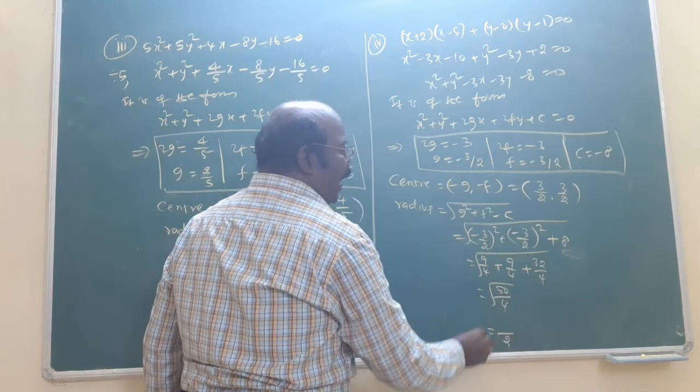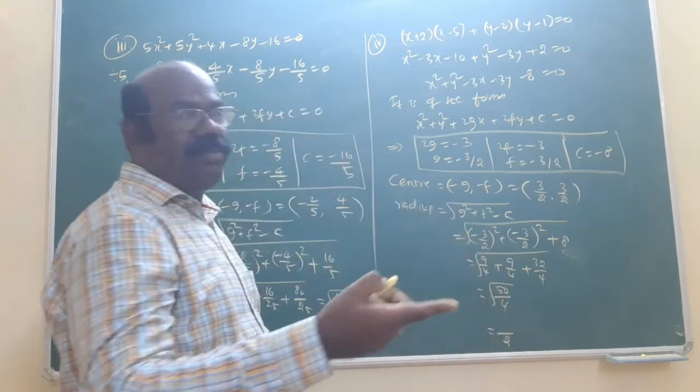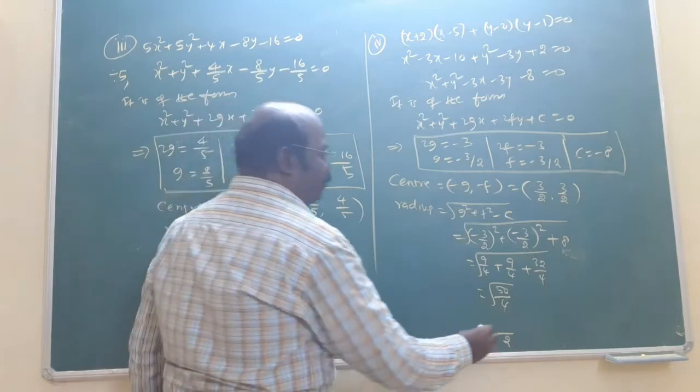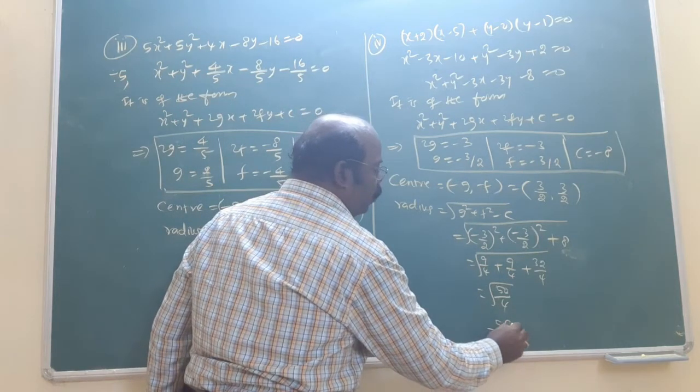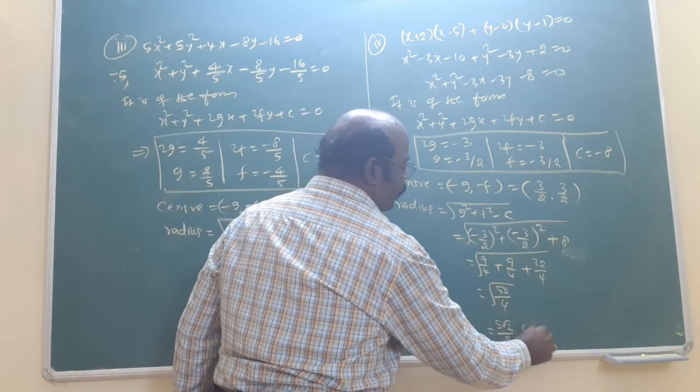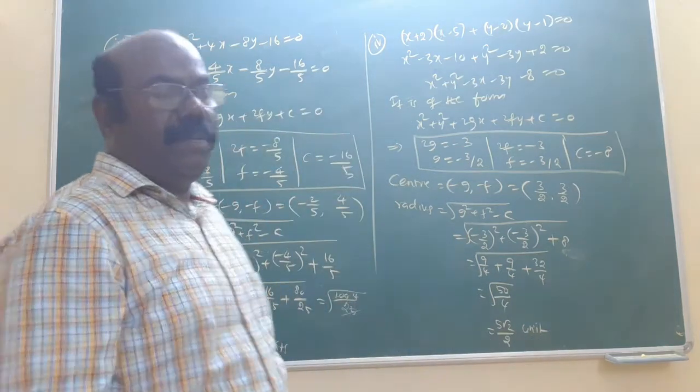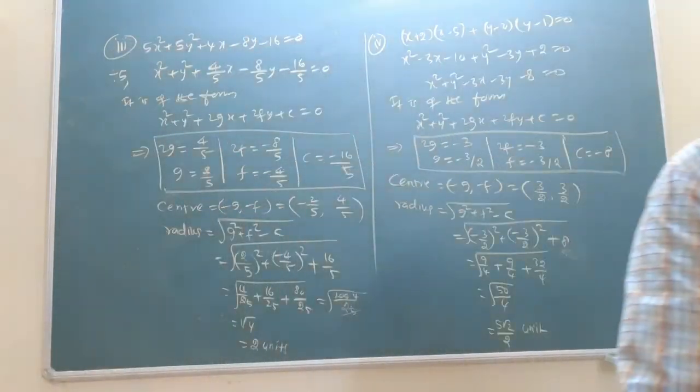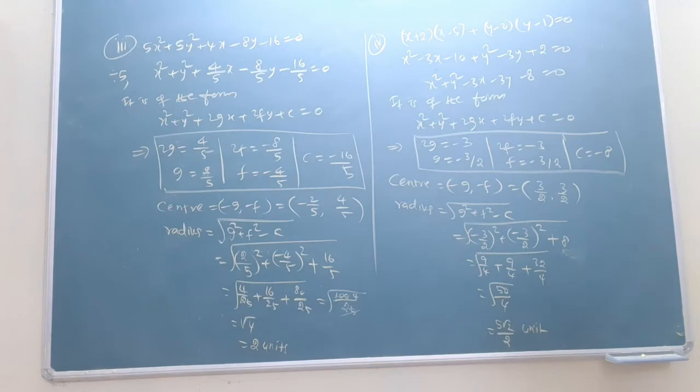The 50 can be written as 25 into 2. Root of 25 is 5, so 5 into root 2. Am I right? This is the answer. Root of 25 can be written as 5 into root 2. Am I right? What is the answer? This is the answer.